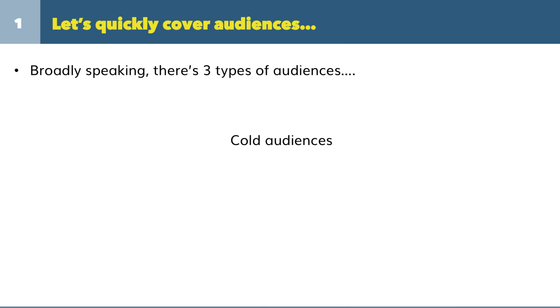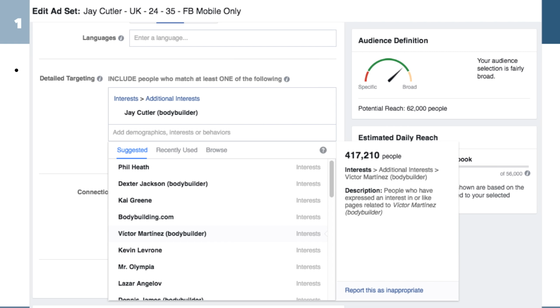Finally is cold audiences. Again, a lot of confusion around these, but this is basically just when you go into the targeting section of the ad and you add interest targeting, you add demo targeting, stuff like that. Again, keep it simple. If you want to advertise to Jay Cutler, do that. Just advertise to Jay Cutler. Don't start layering on a bunch of different audiences. You want to keep the audiences pretty niche.